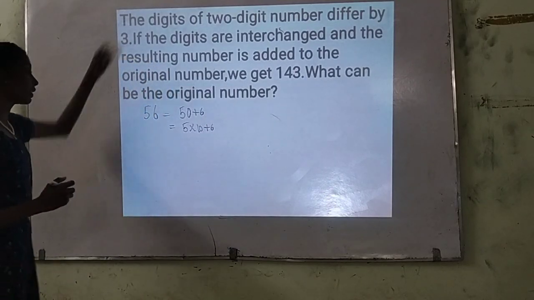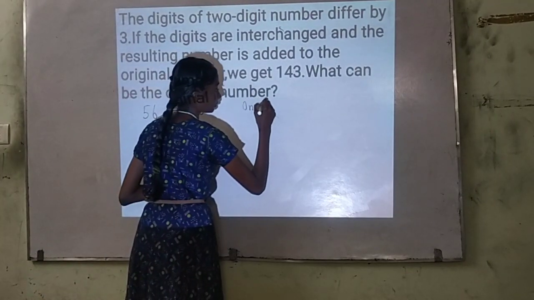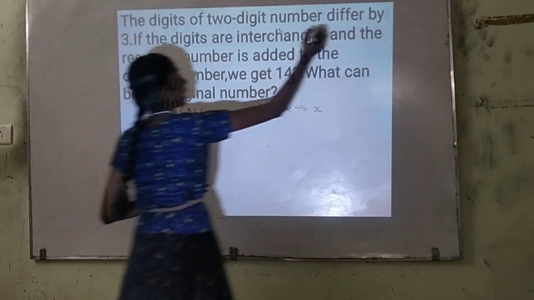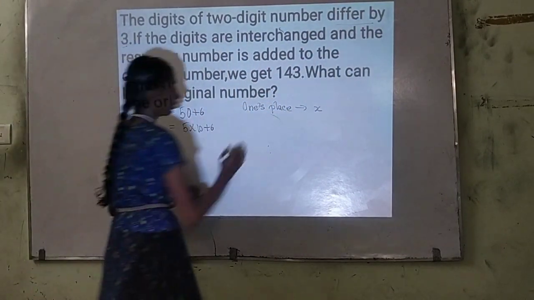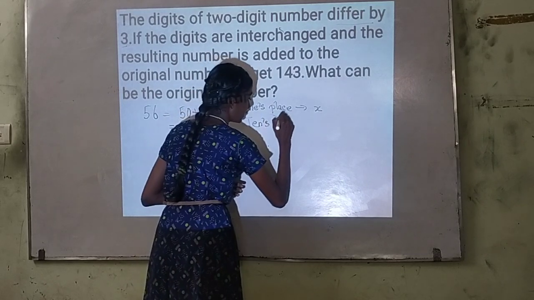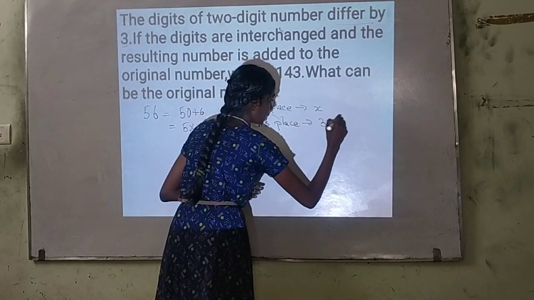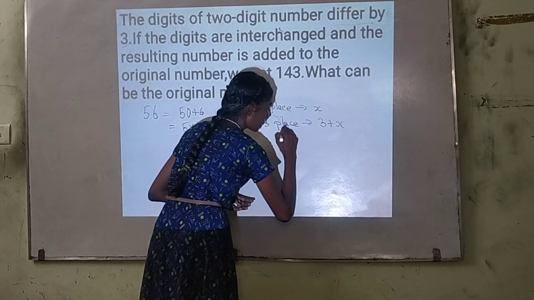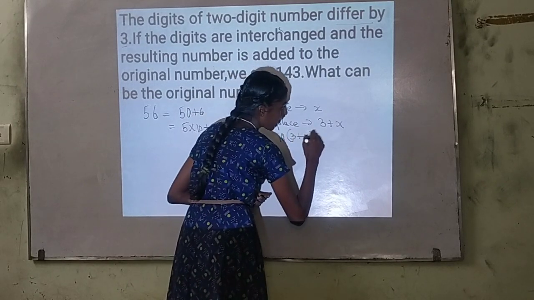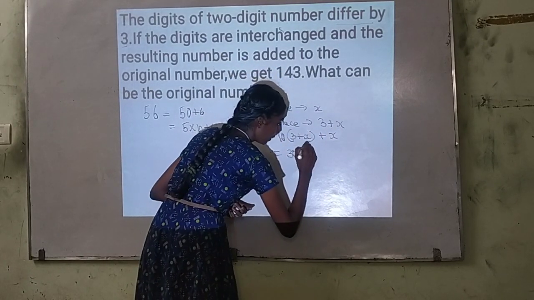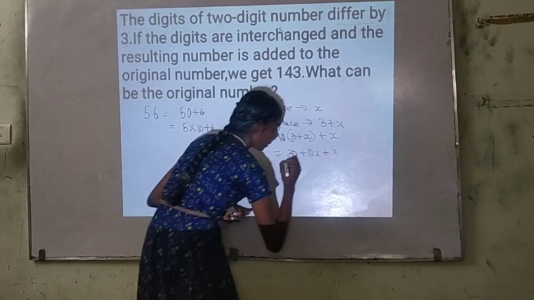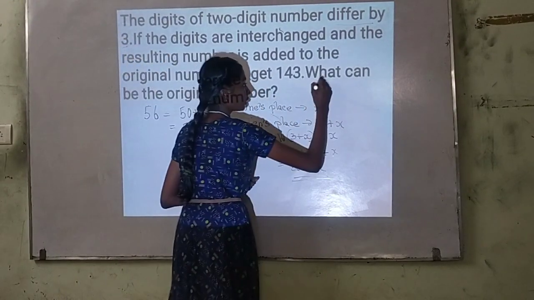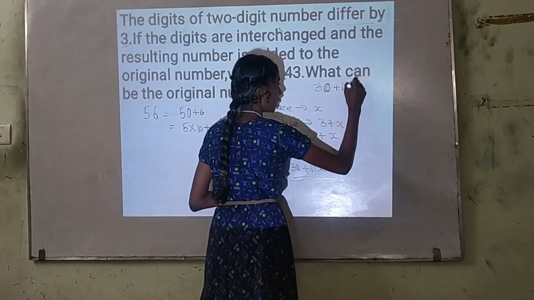The same we can apply here. Now, the ones digit, let the ones place be x. Then what would be the tens place? It's given that this differ by 3. So, the tens place will be 3 plus x. We can expand that the tens place by multiplying it by 10. 10 into 3 plus x, plus x. This gives you 30 plus 10x plus x. This gives 30 plus 11x is the original number.